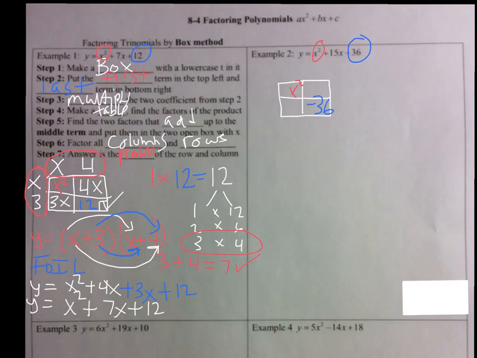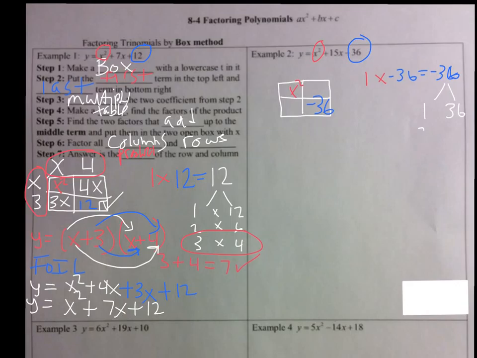Step 3, I'm going to multiply these two coefficients. So 1 times a negative 36, which gives us a negative 36. The next step, step number 4, we're going to make a table of the factors of the product. So we know that negative 1 times 36 is negative 36. We also know that negative 36 times 1 is a negative 36. For this, I'm just going to ignore the negative for right now, and I'll come back to it later on, maybe on step 5. So let's keep on going.